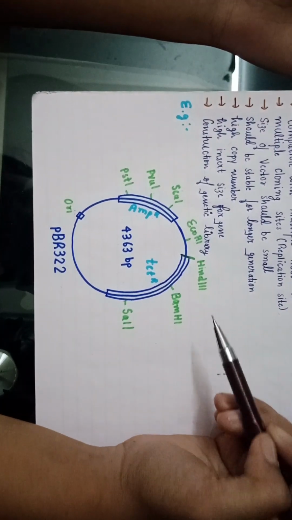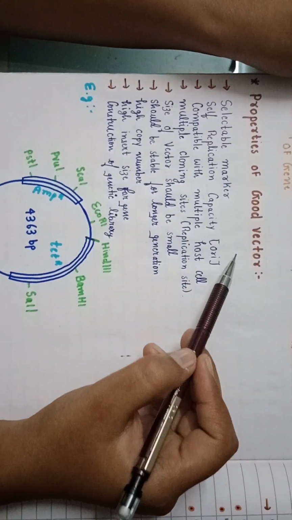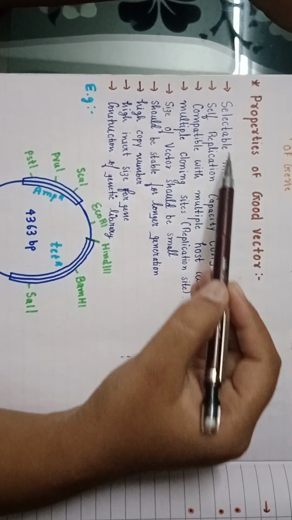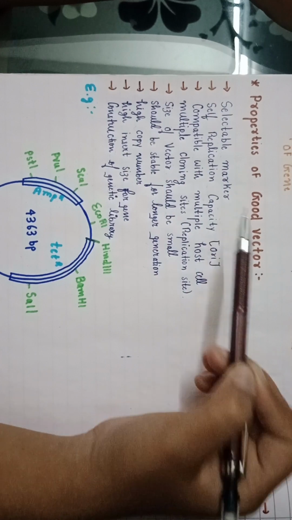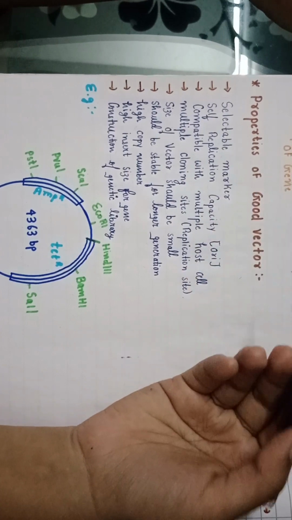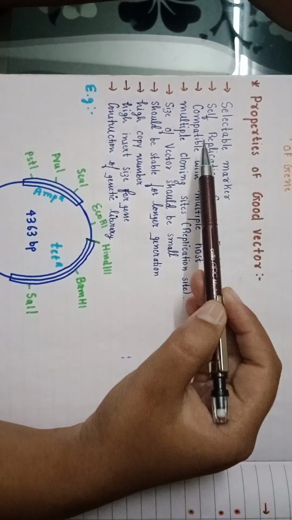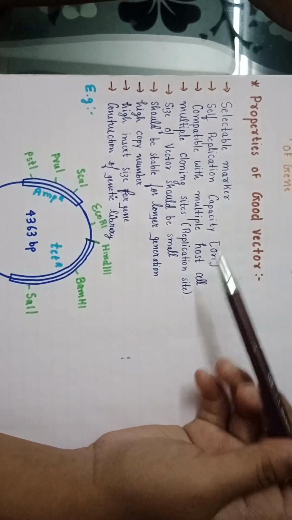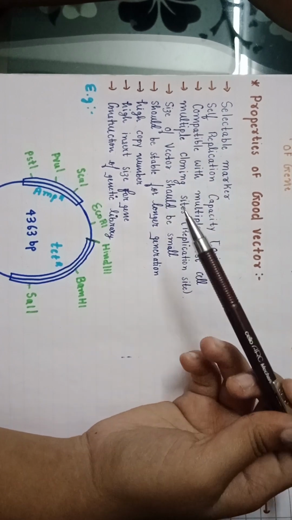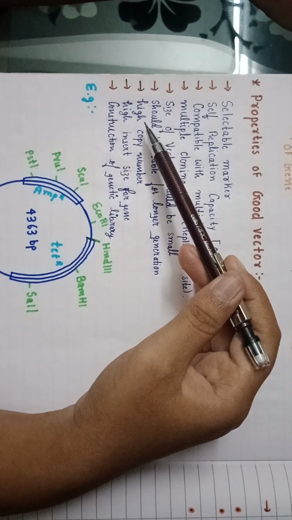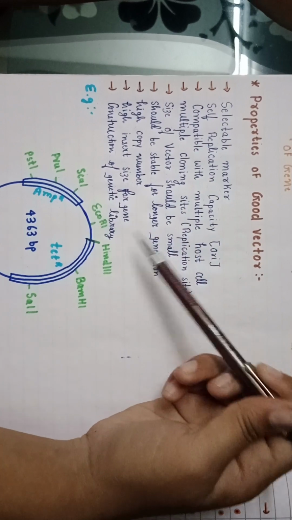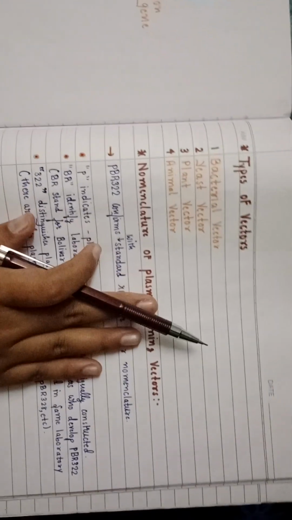So I hope you understand the properties of a good vector. Let's quickly review it. It should have a selectable marker for further screening. It should have self-replication capacity, which is the ORI site. It should be compatible with multiple host cells. It should have multiple cloning sites. The size of the vector should be small, it should be stable for longer generations, have high copy number, high insert size for gene, and allow construction of a genetic library. Okay, so now let's move on.